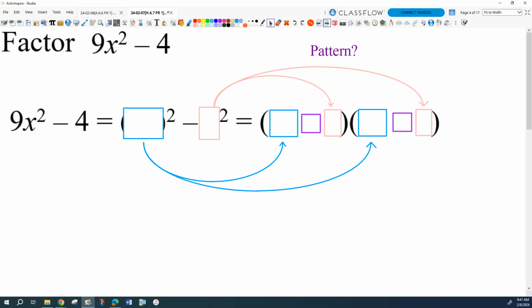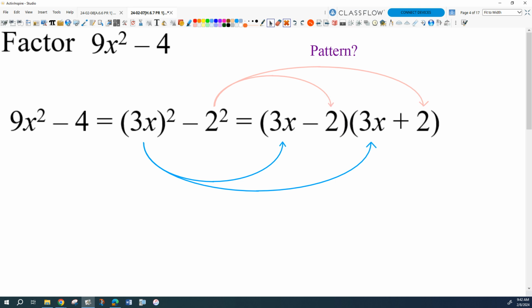Okay, how about this one? Same kind of thing, right? Doesn't that fit the a squared minus b squared pattern? What's a going to be this time? 3x. Everybody see that? What could I square and get 9 times x squared? I'm squaring the quantity 3x. And then obviously b is 2. Okay, so then doesn't that just give us 3x minus 2 times 3x plus 2? Right? Okay, give me thumbs. You've seen this before, right?